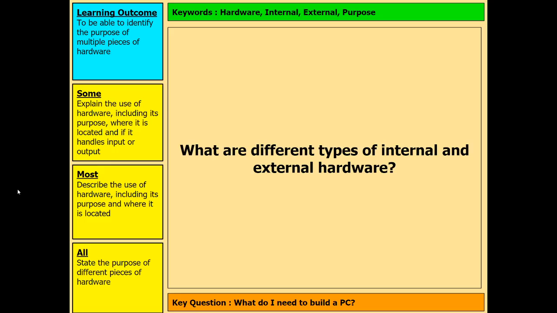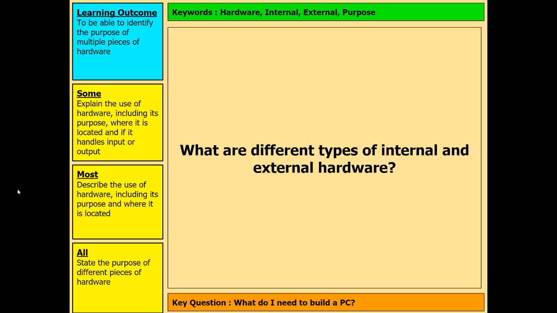So, what we're going to have a quick talk about now are different types of internal and external hardware. Remember that internal hardware is hardware inside the computer, so hardware which you can't see because it's inside the case. And then external hardware is anything outside of the case, things that you can see pretty much every day. So for example, if we're thinking about internal hardware, let's kick off with the key ones.